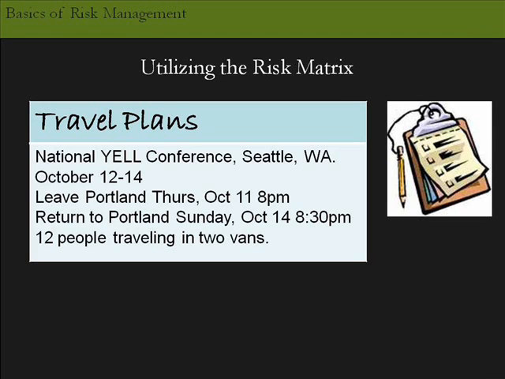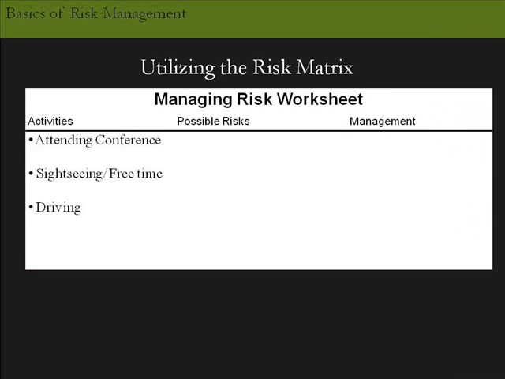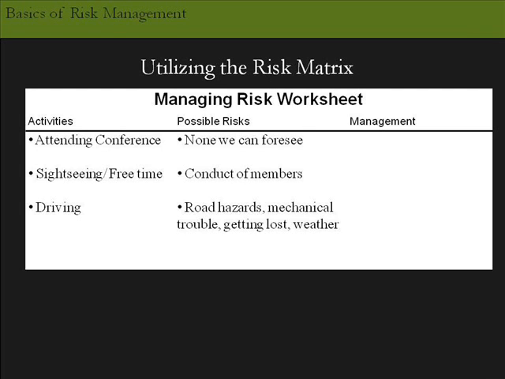The first step is to outline what will be done on this trip. So, using our example, this will likely include attending conference sessions, after-hour activities, sightseeing, driving, and shopping. The second step is to brainstorm all the possible risks that could occur with each activity. With driving, for example, this could include road hazards such as flat tire, mechanical trouble, getting lost, or getting separated.